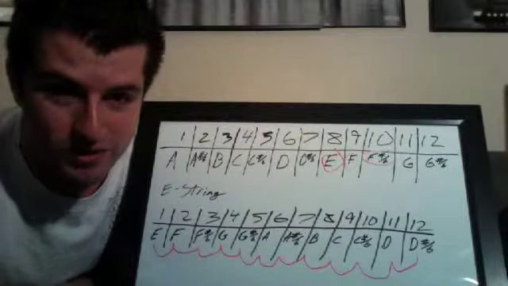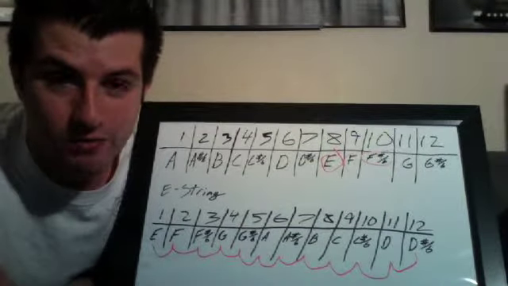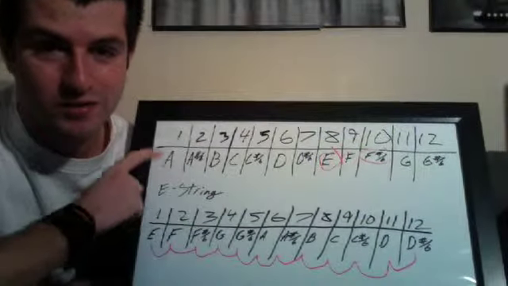Hopefully this makes sense to you guys. Once again, the low E string starts at the E. Next lesson, we're going to cover the A string, and guess what? It's going to look a whole lot like this up here because it starts at the A.